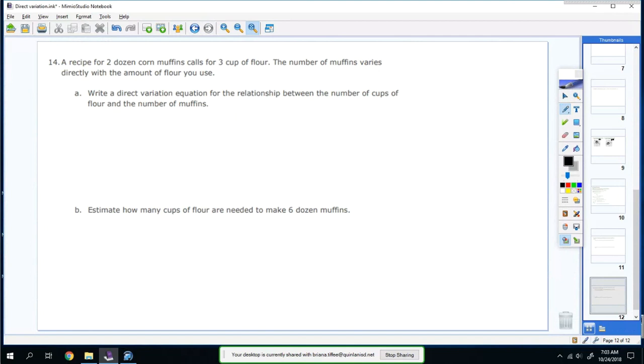So it says a recipe for 2 dozen corn muffins calls for 3 cups of flour. The number of muffins varies directly with the amount of flour you use. That is what helps you create your ratio. So you have 2 dozen muffins for every 3 cups of flour. I'm going to put M for muffins and F for flour. So that means my constant is 2/3. So my equation would be y is equal to 2/3 x.